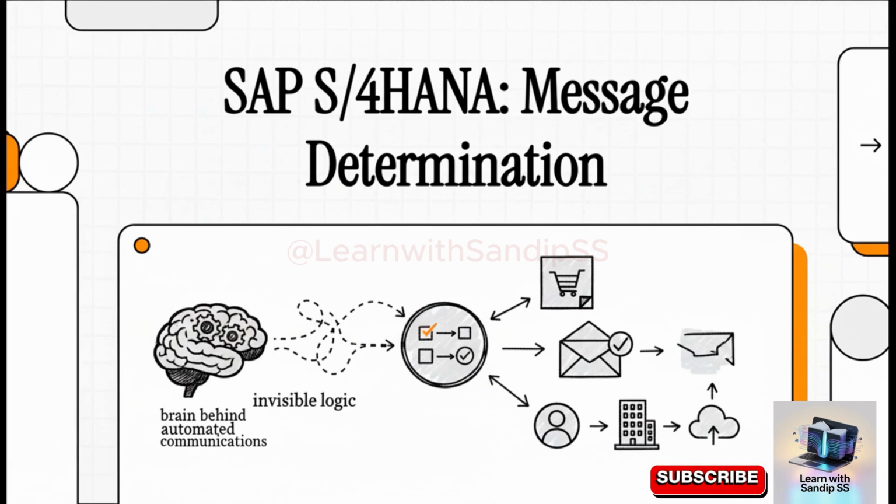Today, we're pulling back the curtain on one of the smartest parts of SAP purchasing, message determination. Think of it as the brain behind all your automated communications, the secret sauce that makes sure your business documents just end up in the right place at the right time.